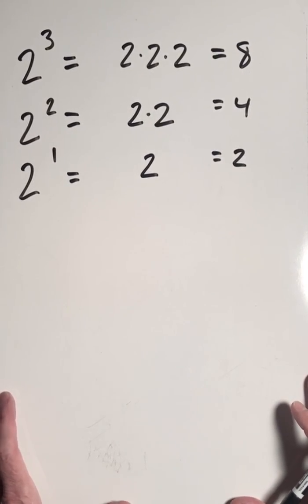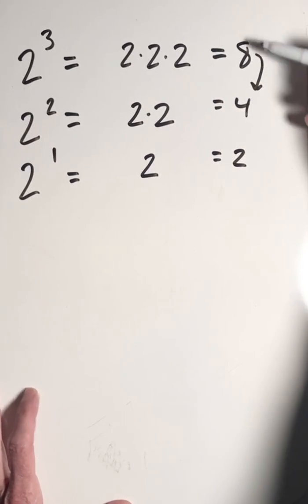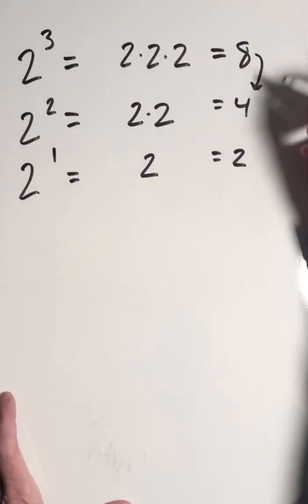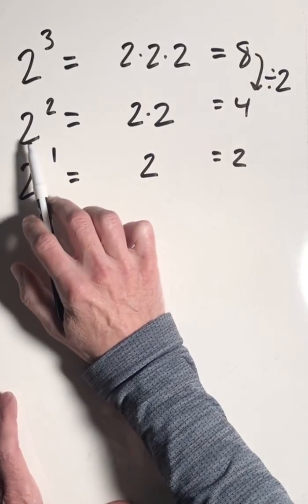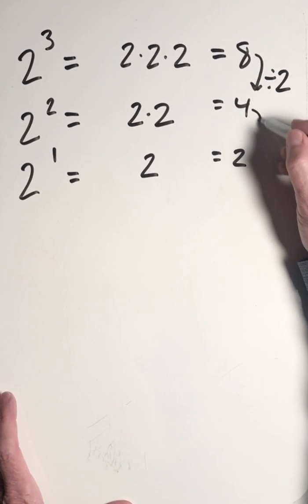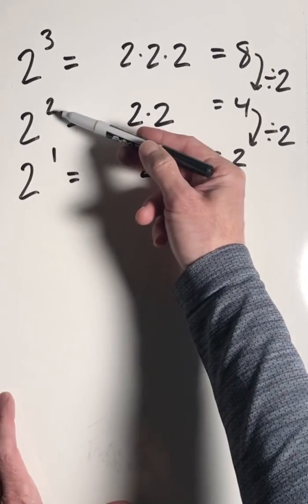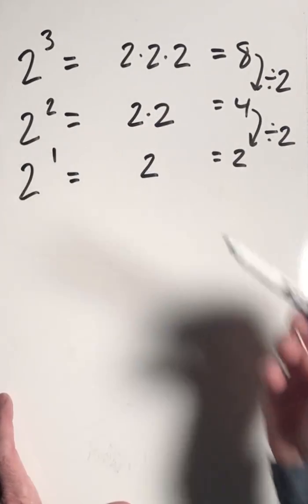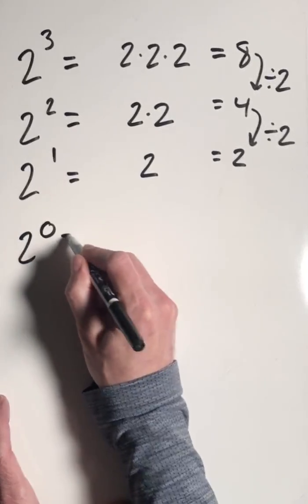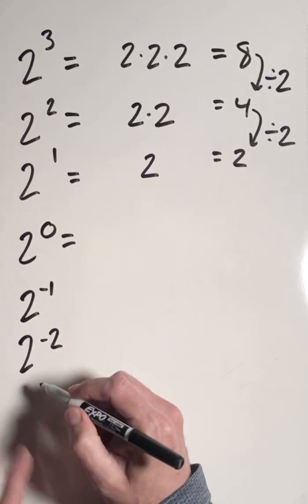What I want us to observe is what happens when we go from 8 to 4. How did we get there? When we reduce our exponent by 1, we're actually dividing by the base of that exponent. So the same thing is going to happen. This same relationship of dividing by the base is going to enable us to get from 4, 2 to the second power, down to 2, 2 to the first power. Observing this pattern will help you when you get to 0 and negative exponents.